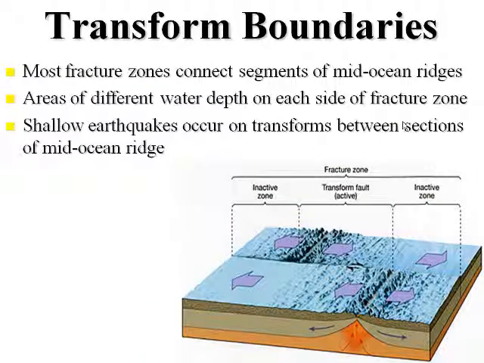Transform boundaries are where they slide past each other. So you'll have segments of the mid-ocean ridge, and they're moving past each other. There's a fracture zone, that's where the breakage is actually going to happen, and this is where you see a lot of earthquakes, because, as you can imagine, if they're grinding and pushing against each other, they tend to slip suddenly a little bit, and that is what causes an earthquake.